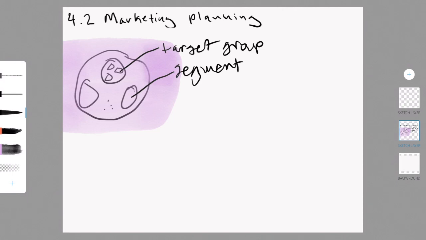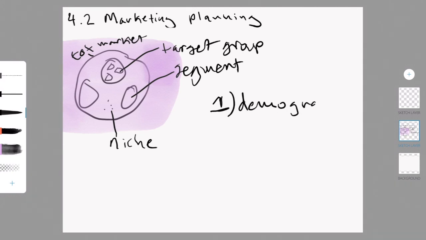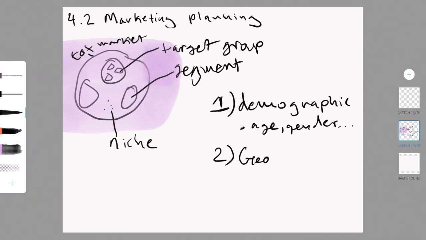A niche means it's super specific, maybe a very odd combination. Well, it doesn't have to be odd, but a very small, specific group. So segmentation can be done in a few different ways. There's demographic segmentation. This considers the different characteristics of the human population, which are very solid, like age, gender, religion, ethnic group, those types of things.